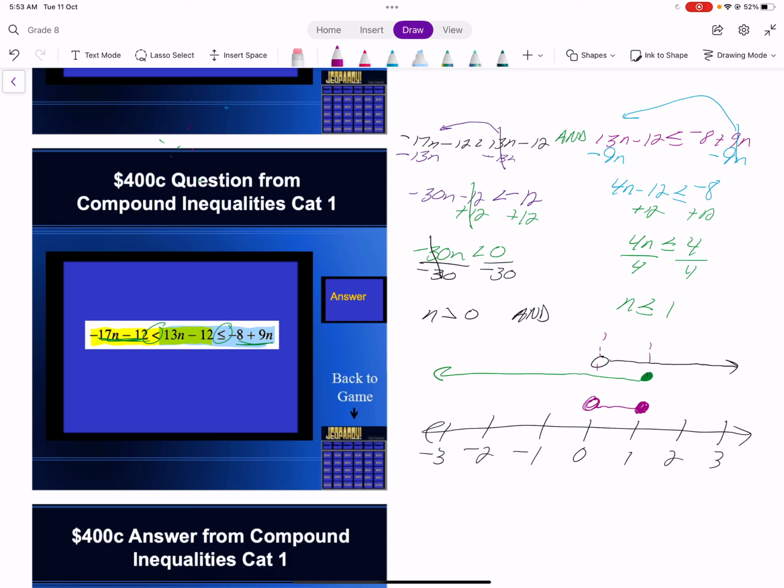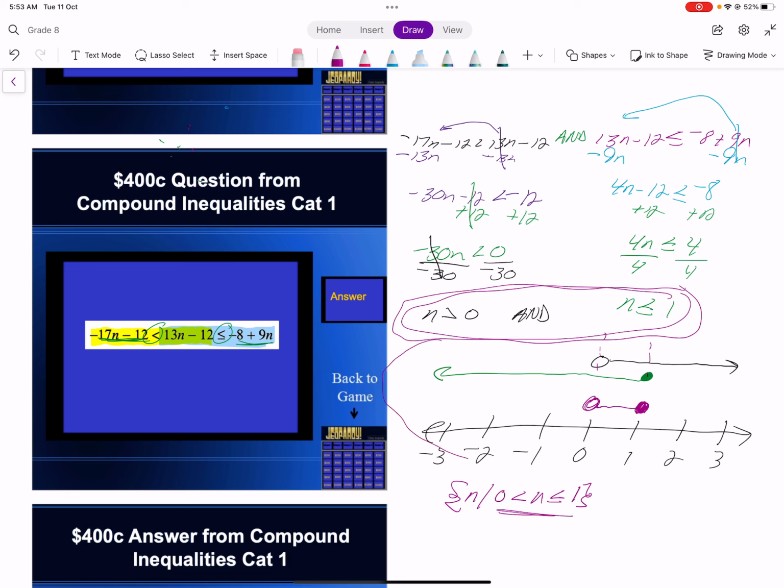So I can write my answer like this, circle it, and be done. I can write it as a set of all n's such that n is greater than 0 and less than or equal to 1, or any kind of combination of this here. We could also have written that inside our statement there instead. All right, so that is it for this question.